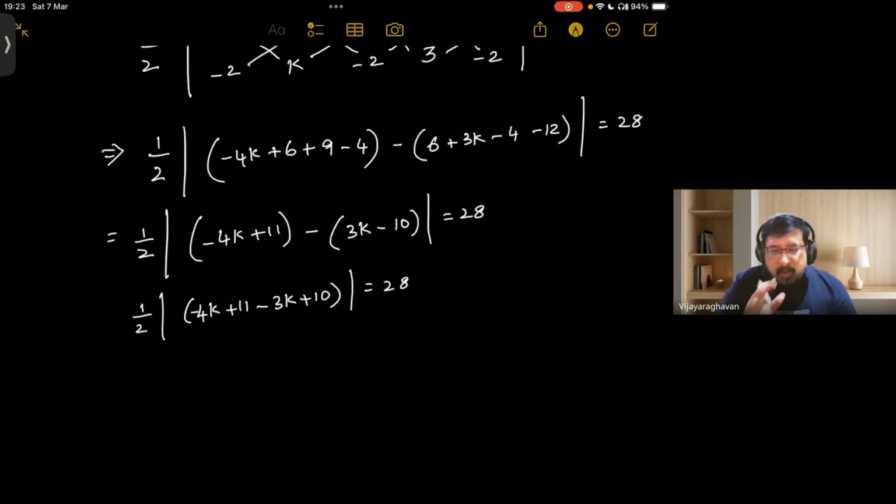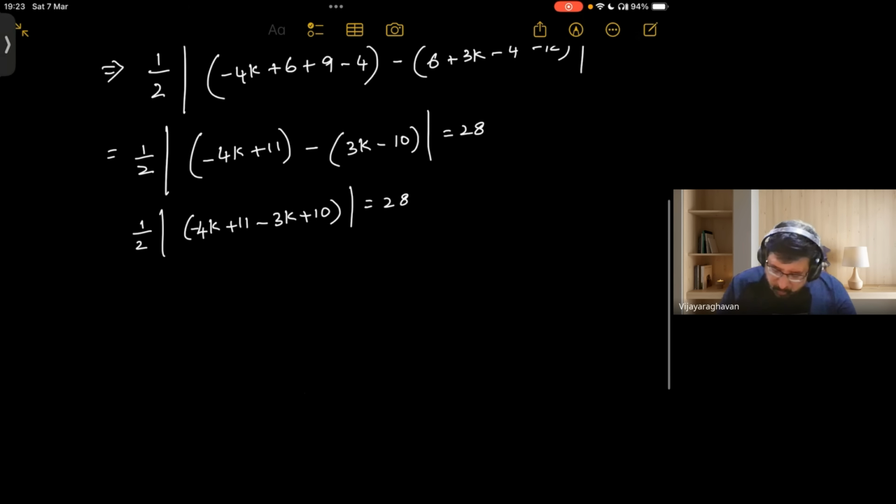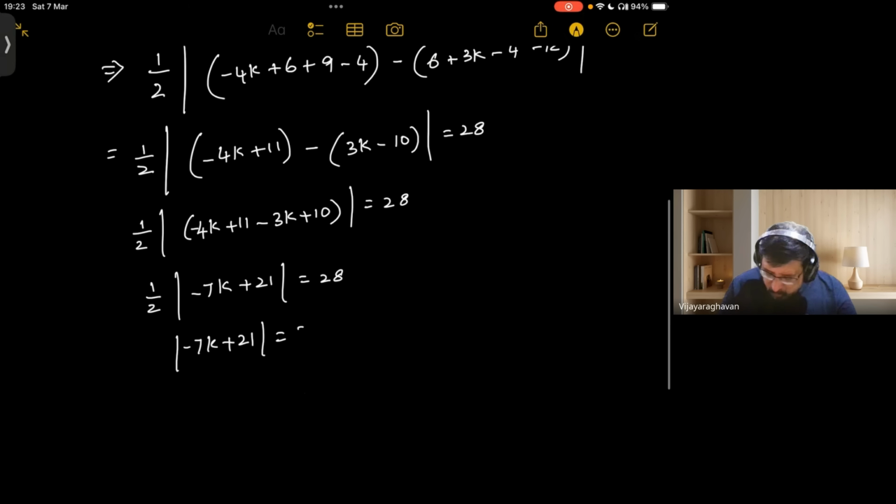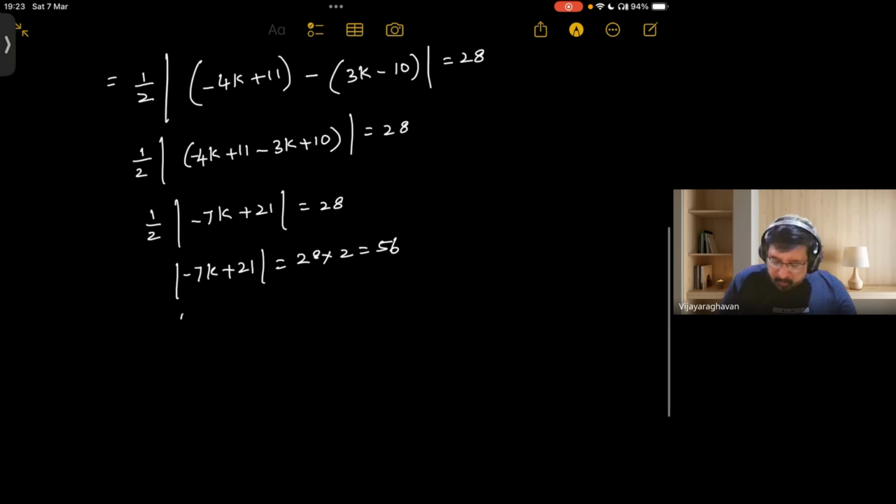Be very, very careful. This is the formula. Don't ever change the formula for your convenience. So half of minus 7k plus 21 equals 28, or within modulus, 7k plus 21 equals 28 multiplied by 2, which is equal to 56. We have come up to this. So having found this, modulus of minus 7k plus 21 is 56.